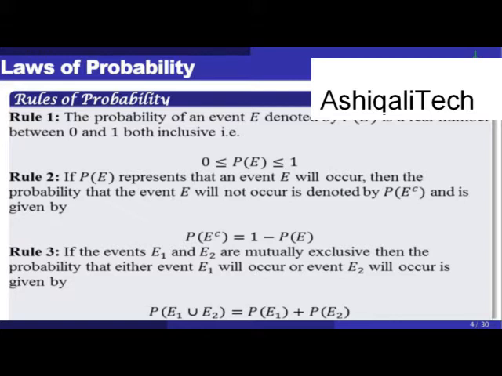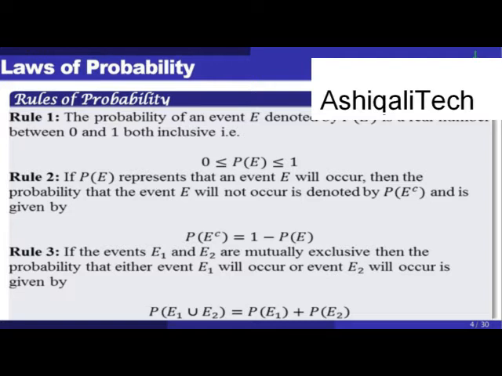The probability of an event E, denoted by P(E), is a real number between 0 and 1, both inclusive. That is, the probability of event E is greater than or equal to 0 and less than or equal to 1. So, probability always lies between 0 and 1.